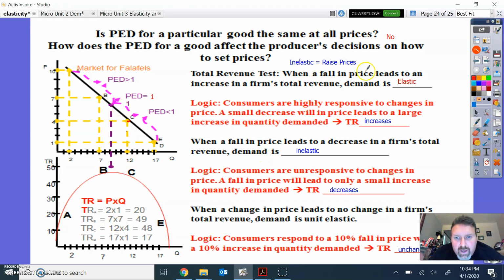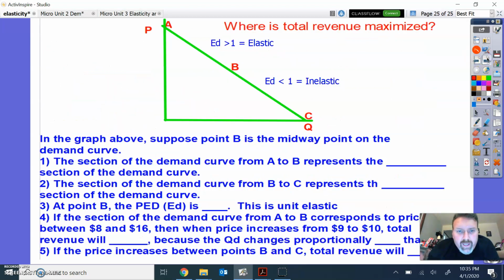So what happens is firms realize that if they're in the inelastic section of the graph, what do they do? They raise their prices. Because they want to get to this upper part of the elastic section because they know if they can get to unit elastic, they'll be maximizing their revenue as much as they possibly can. Okay? So how does that play out over here? Okay, one more problem.